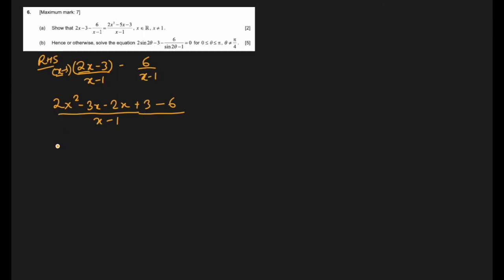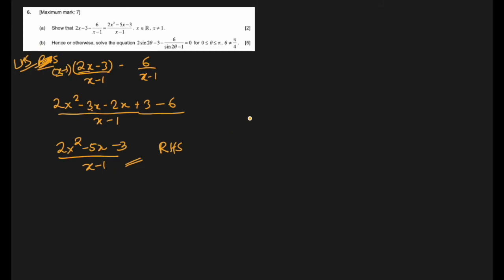So what do we get here? 2x square minus 5x, right? Minus 3x minus 2x is minus 5x, and 3 minus 6 is negative 3 over x minus 1, which is LHS. Sorry, it was LHS, left hand side.